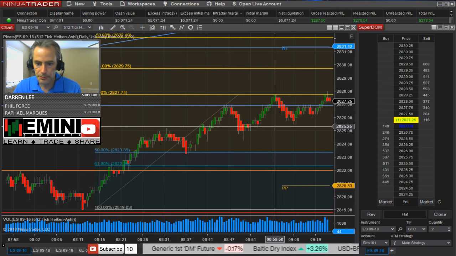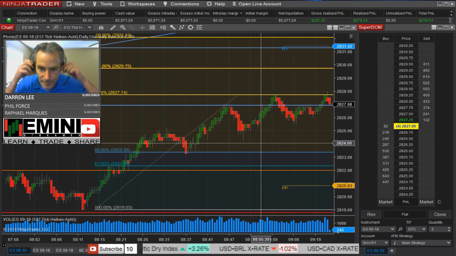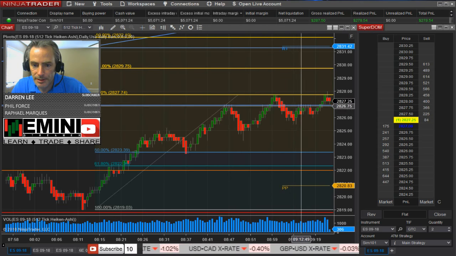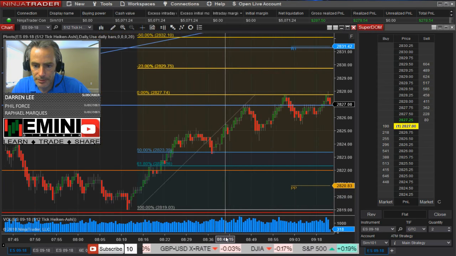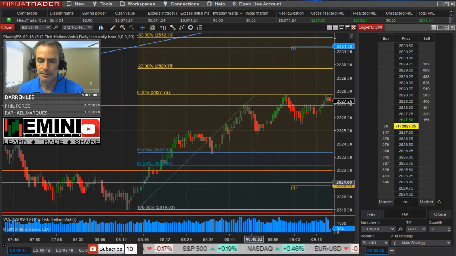All right, looks like that retracement held, made it up to the target. See if it can keep going or if it's going to come back.